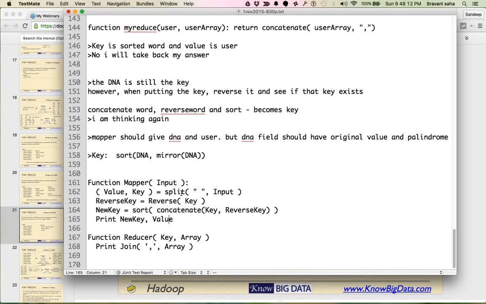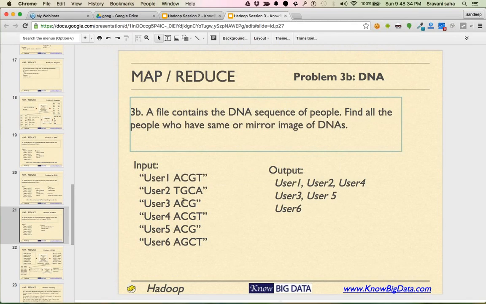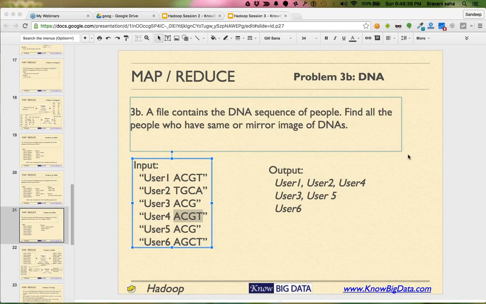Here is Pawan's answer. Pawan is saying, well, first load the value and split the input by this, and then we reverse the key, reverse the DNA basically, and then we pick up after concatenating if you reverse it. But in that case, again, if you think about your answer, Pawan, what would happen is these two will both... okay, you have already said that you're thinking again. All right, good.